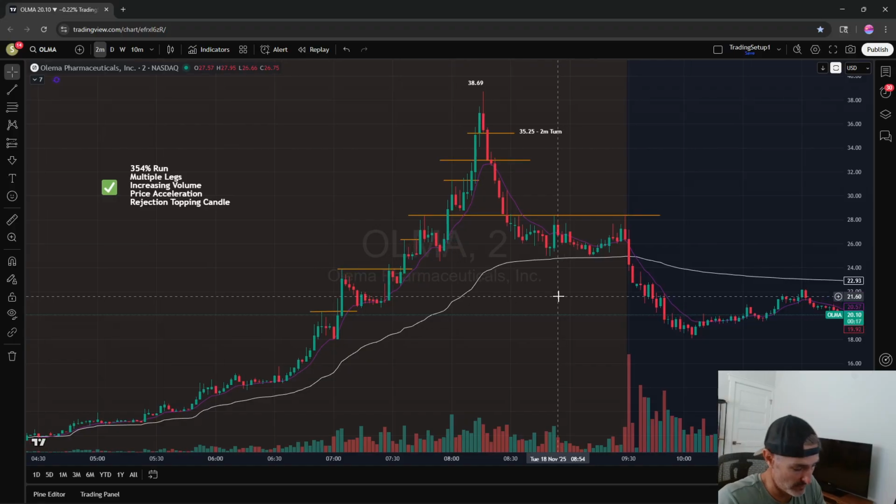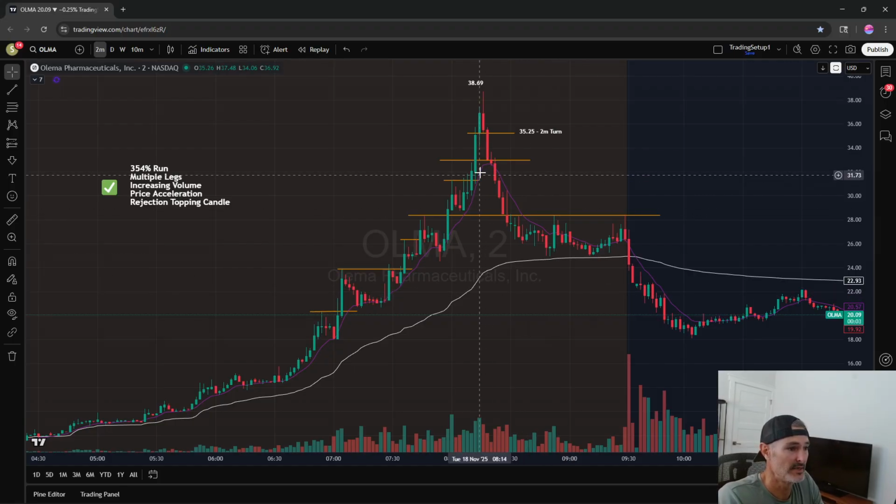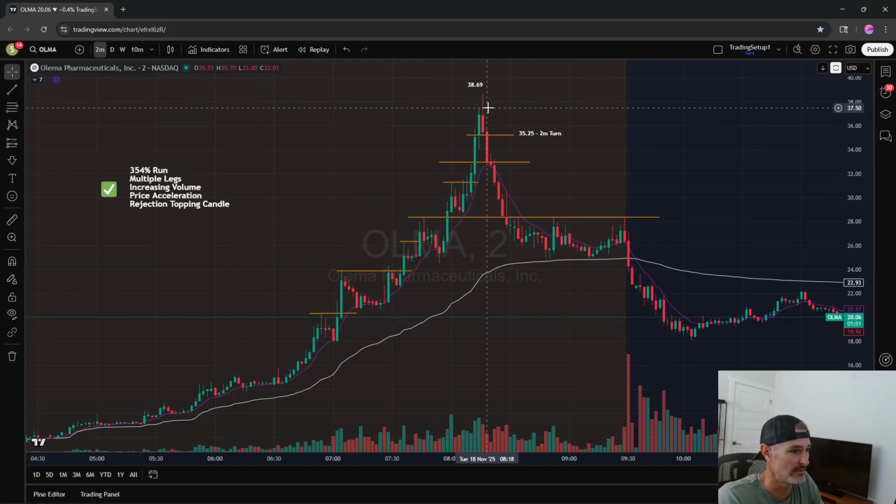Okay, so what I'm looking for, let's recap. I want to see a major move. I want to see multiple ATR in a short amount of time, 100% run. I just want to see a really big move, multiple legs, and then I want to see price accelerating. I want to see it speeding up. Look how wide range these bars are relative to most of the move coming up to this point. Okay, we got multiple big bars right in a row, and then we finally get the rejection candle here.